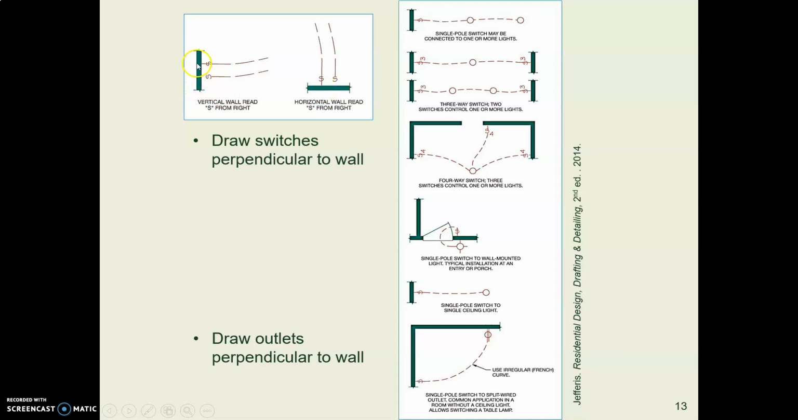Here on the far left is a wall going up and down, so that letter S has been rotated 90 degrees, so that the line going through it and the letter itself can be perpendicular to the wall. Same thing with the outlets. Here is an outlet that's perpendicular to this wall.